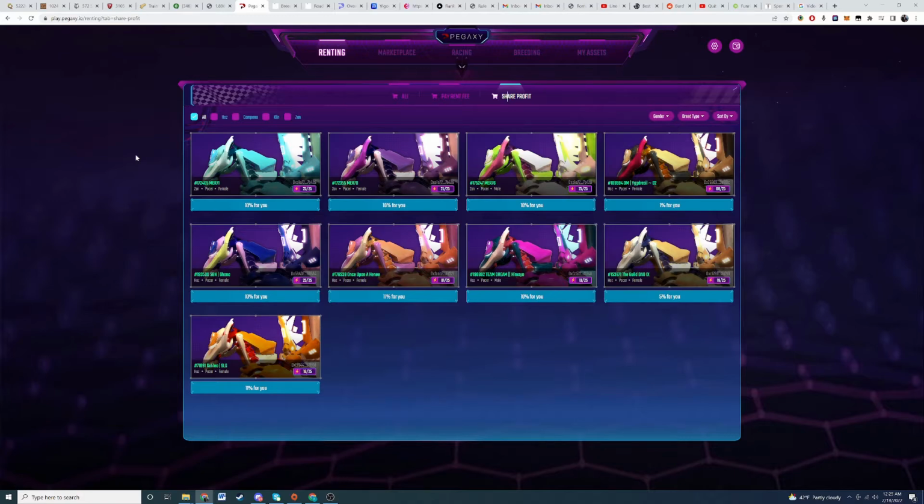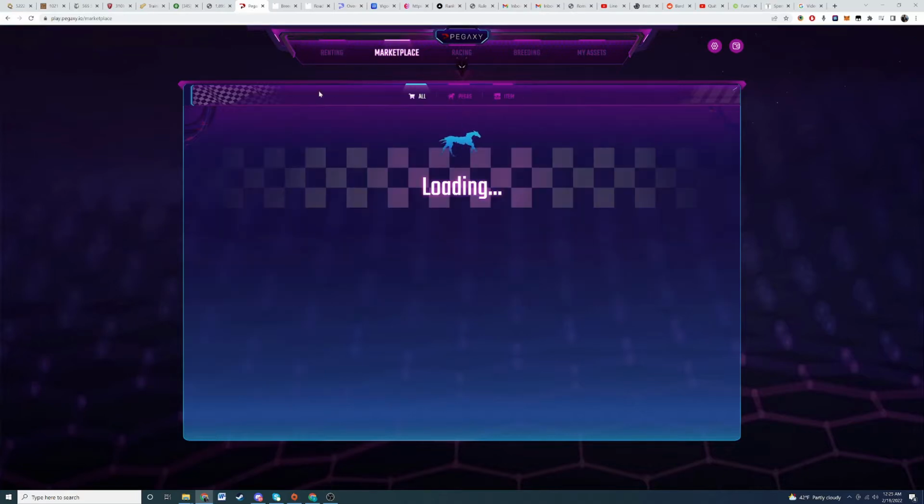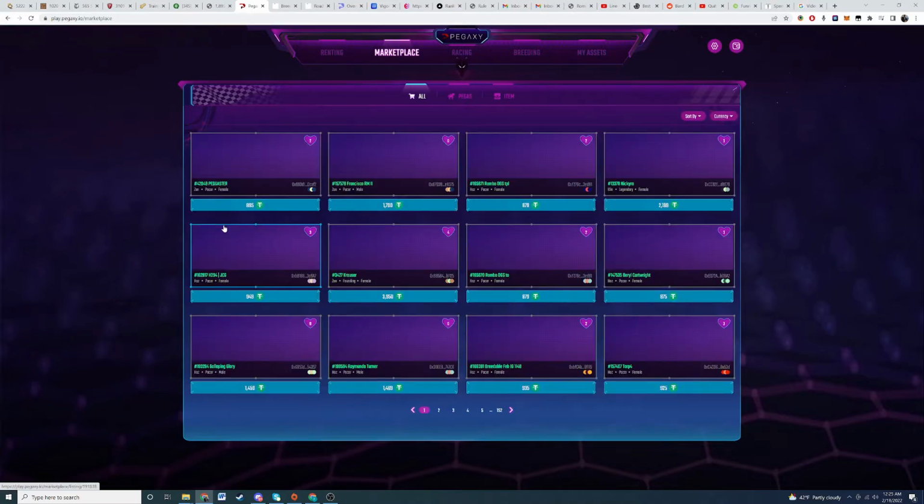So if you're looking to get into Pegaxy in a free-to-play manner, or are uncomfortable investing your own money into purchasing the crypto that you'll need to either purchase Pegas outright or pay flat rental fees for them, this is the way to go. You're going to have to get one of these shared profit contracts to start. So that's about it for renting. We'll now move on to the marketplace.